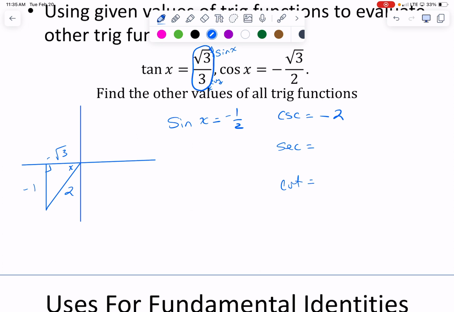If cosine is negative 2 over the square root of 3, then secant is negative square root of 3 over 2. Right. And if you rationalize that denominator, it will be negative 2 square root of 3 over 3. Okay? And then cotangent: if this is 1 over the square root of 3, then cotangent is just square root of 3. Okay? See why it helps you to recognize them in rationalized and unrationalized states?